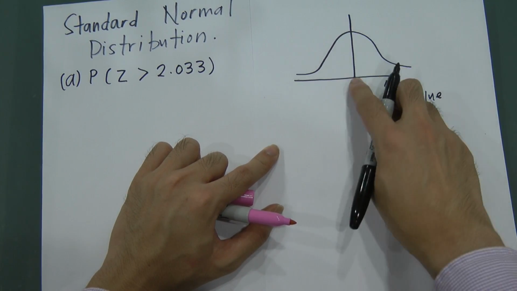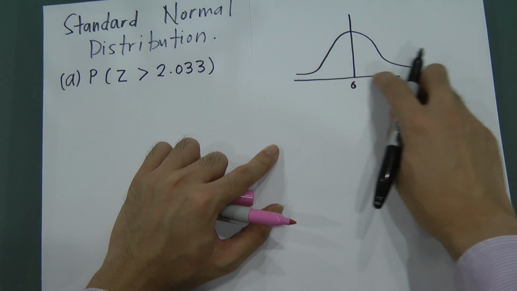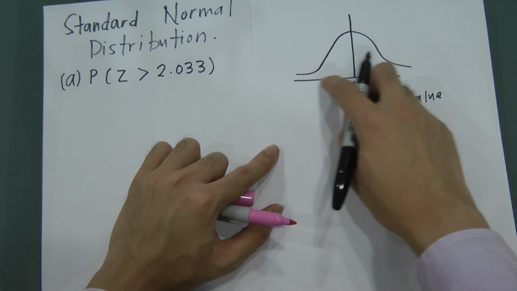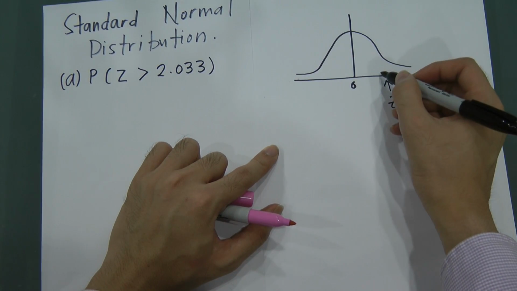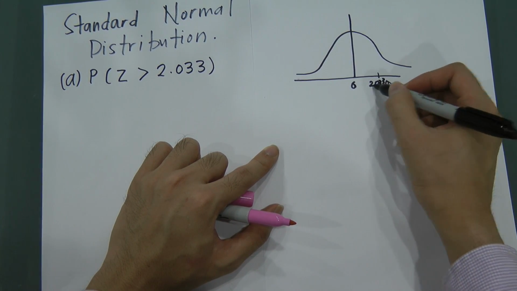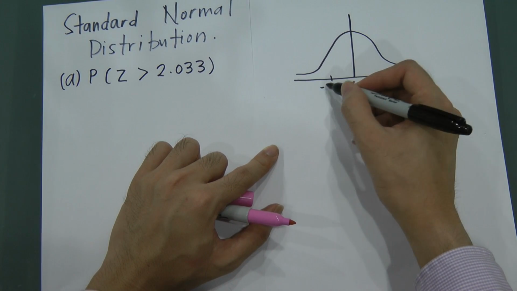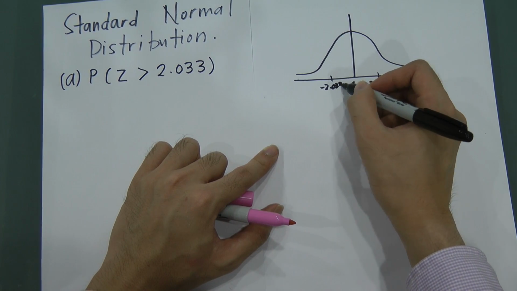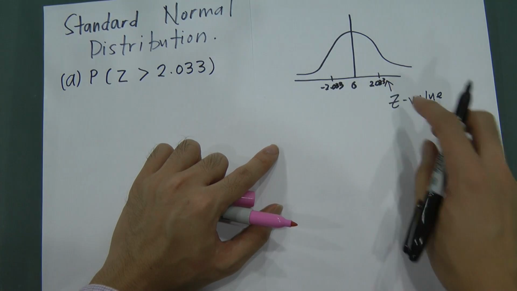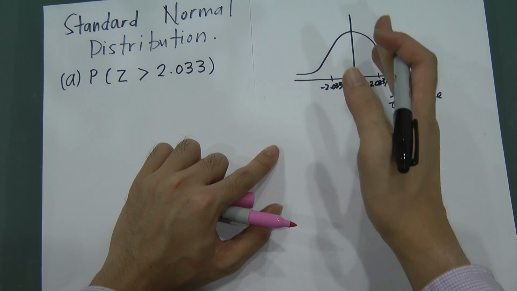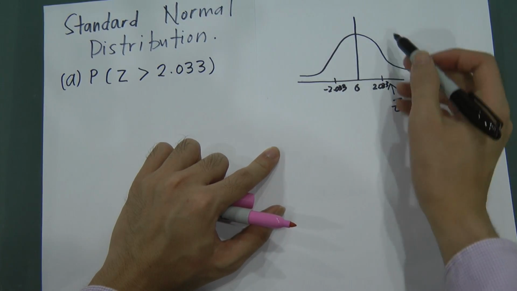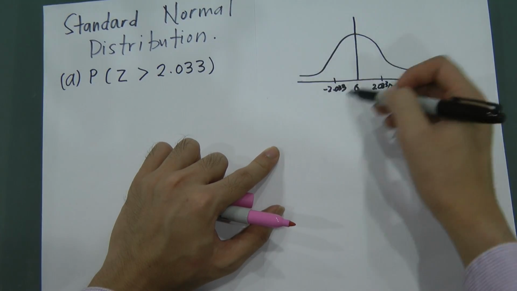If this is 0, this is the positive z value here, and this is the negative z value here. So let's say if this is 2.033, maybe here you will have negative 2.033, because here will be positive and here will be negative. And then this straight line cuts this bell-shaped graph in half. That means this side is symmetric with this side.